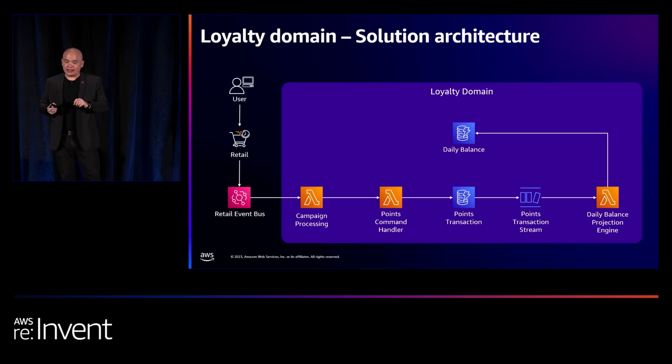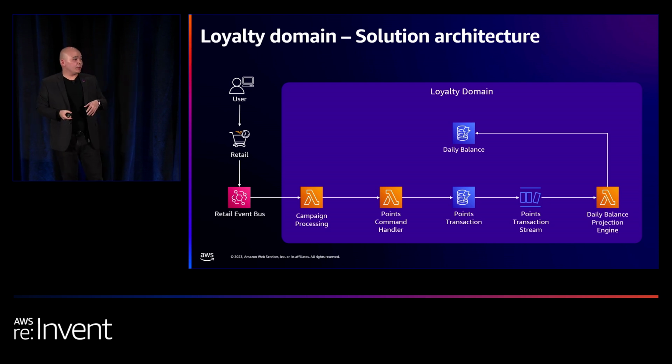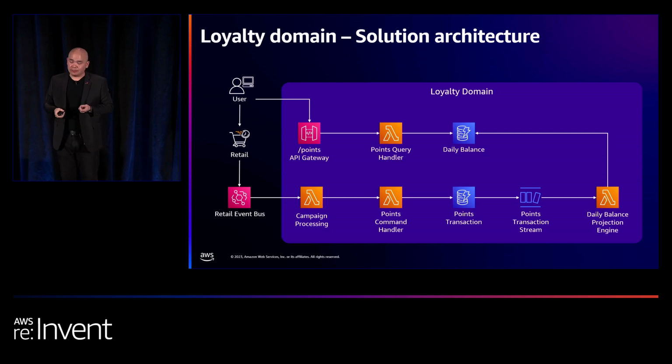And this stream can be consumed by the daily balance projection engine, which is implemented in Lambdas as well. And after the data has been processed for the daily balance, it's going to be stored into the daily balance table, which is another DynamoDB table. And at last, we provide an API for accessing it from the web using API Gateway and Lambda for the query side. And this is a holistic view of how we implement the CQRS pattern on AWS.